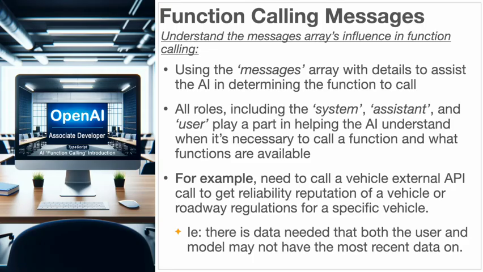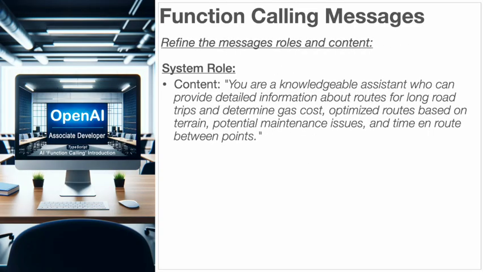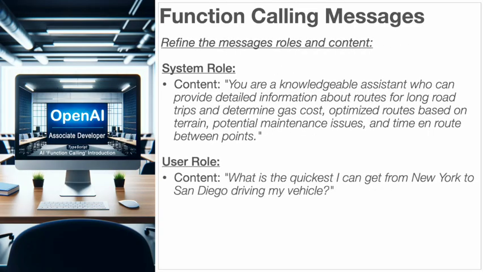The messages array might look something like this. Your system role has the following content. You are a knowledgeable assistant who can provide detailed information about routes for long road trips and determine gas cost, optimized routes based on terrain, potential maintenance issues, and time en route between points. Next, you provide a user role with the content. What is the quickest I can get from New York to San Diego driving my vehicle?